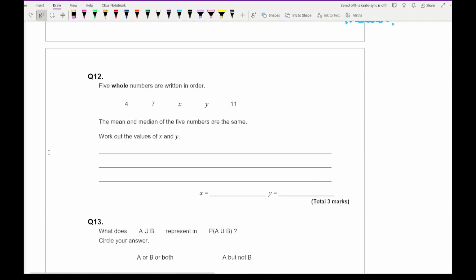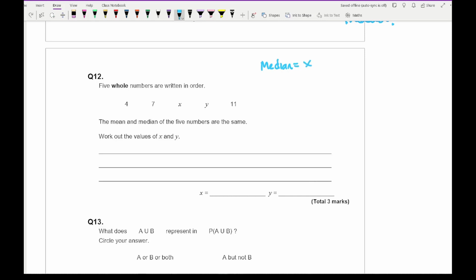It says 5 whole numbers are written in order. So here what we've got is 4, 7, x, y, and 11, and it says the mean and the median of the 5 numbers are the same. Work out the values of x and y. So looking at this, let's have a look at the median. Well, the median is going to be x. So the median equals x.